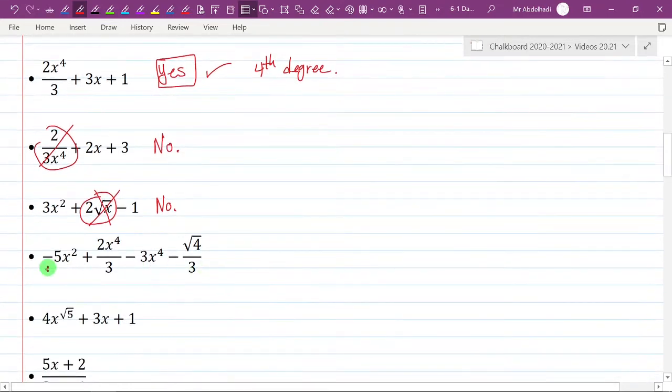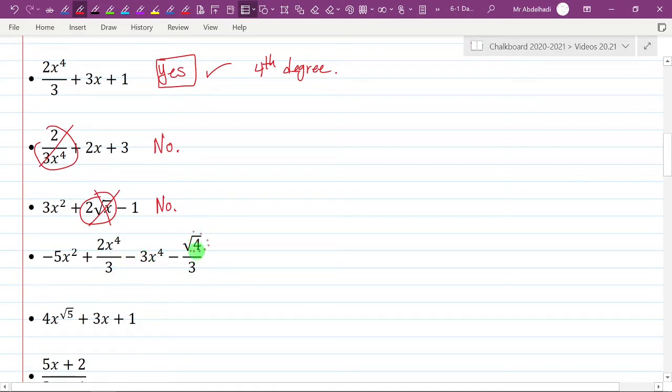Okay, how about this one here? We have negative 5x squared. The power of x is positive, and there's no radical over the x, so far so good, and the x is not in the denominator. How about here? We have 2x to the 4th over 3. No x's in the denominator, no radicals over the x's, and no negative powers. Negative 3x to the 4th, once again, whole number power, all good.